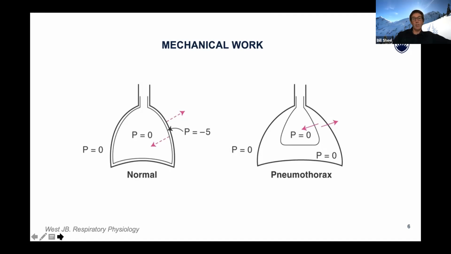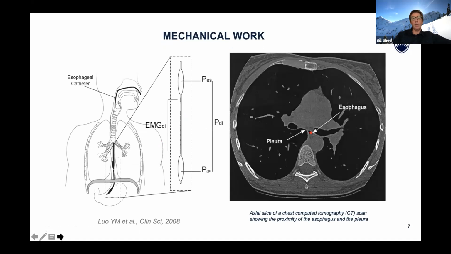What's happening in the pleural space. Shown on the right-hand side is what happens if you poke a hole into someone and you get a pneumothorax. Well, the lung tends to collapse and the chest wall tends to spring out. Why is that relevant? Well, it becomes relevant in how we try to measure the mechanical work of breathing.